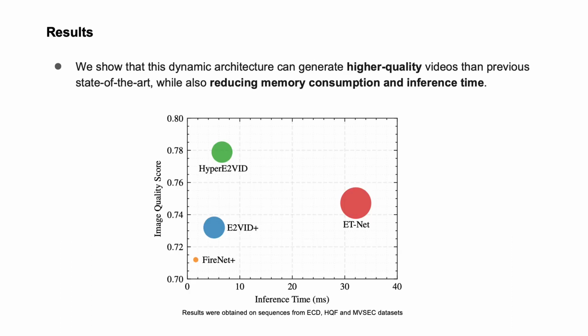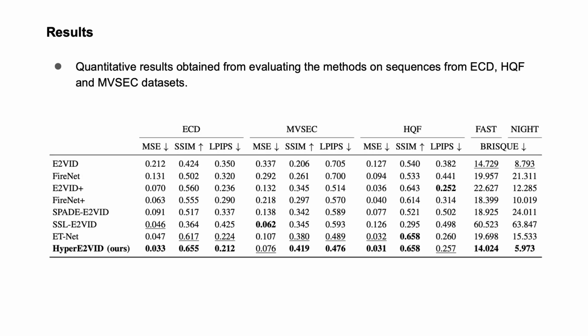We show that this dynamic architecture can generate higher quality videos than previous state-of-the-art, while also reducing memory consumption and inference time. Quantitative results were obtained from evaluating the methods on sequences from ECD, HQF, and MVSEC datasets. We evaluate the methods using three full-reference evaluation metrics: mean squared error, structural similarity, and learned perceptual image patch similarity, when high-quality, distortion-free ground truth frames are available.